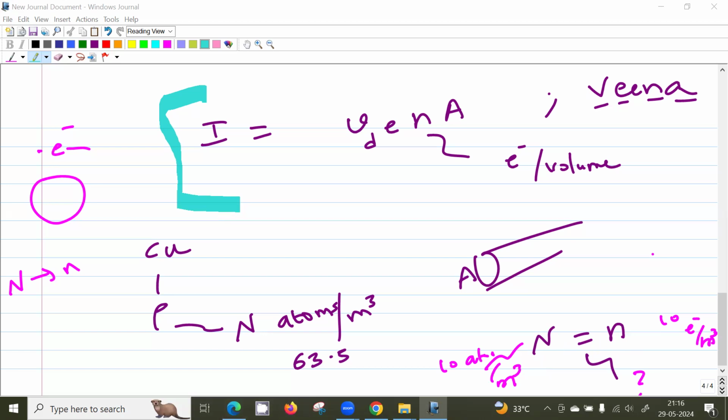Free electrons in the sense it should be in the valence, right? So basically one copper atom will have one outermost valence electron. So one copper atom will give me one free electron. So two copper atoms will be two free electrons. So N copper atoms will be N free electrons. So number density of copper atoms and number density of free electrons are same.